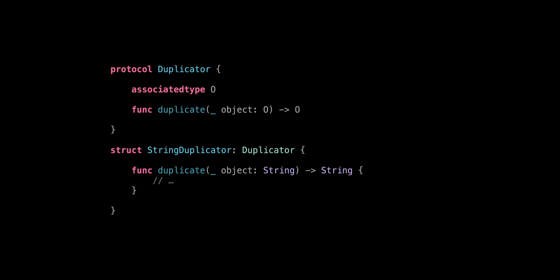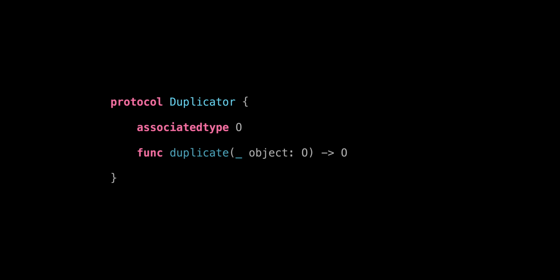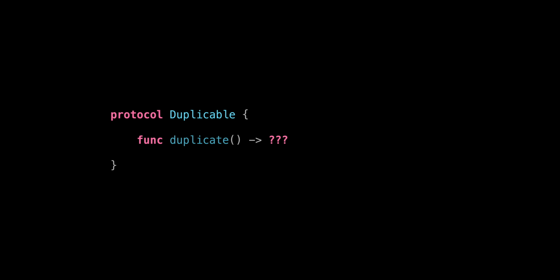But you probably see that this approach isn't very convenient. Whenever I want a copy of some object, I need to instantiate an entirely new component and pass the existing object to it. Ideally, each type should be able to produce a copy of itself. So, instead of using an external duplicator, I want the object itself to have a duplicate method. I want the object to conform to this new duplicable protocol. But how do I express the relationship between types now when I no longer have an associated type? This is where the self requirement comes into play.